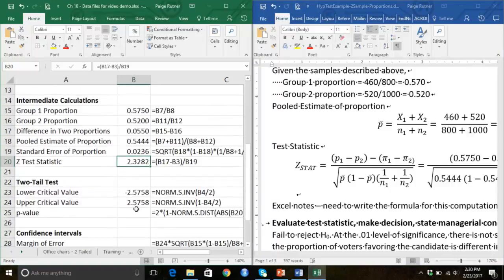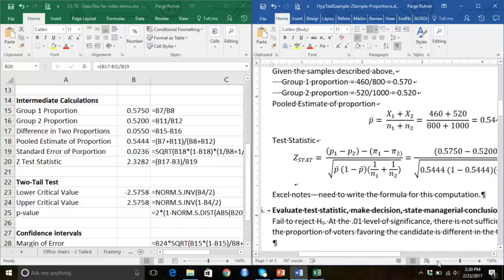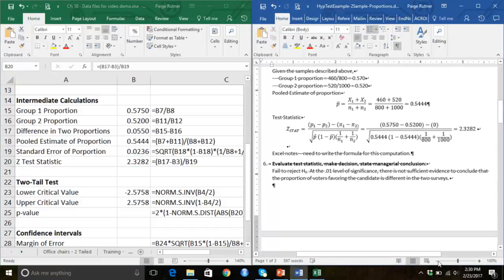Now, we'd already looked up our critical values or determined our critical values, and so based on that, we can make a decision. We are going to fail to reject our null hypothesis. 2.32 is not greater than my upper critical value, and it's certainly not less than my lower critical value. So we will not reject that null hypothesis. And I've got my managerial conclusion written out here.